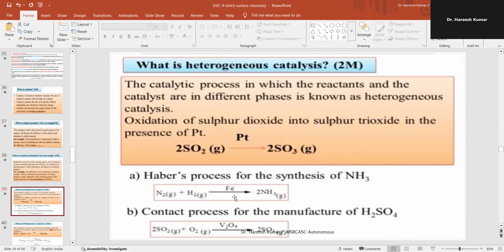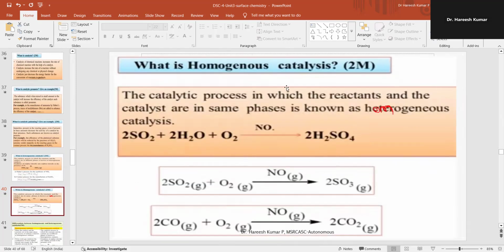Here, the iron catalyst is a solid one. Nitrogen and hydrogen are the gases, and the product is also a gas. Then the contact process for the manufacture of sulfuric acid. Sulfur dioxide, gaseous, reacts with oxygen, gaseous, in the presence of vanadium pentoxide. Vanadium pentoxide is a solid catalyst, and it gives rise to sulfur trioxide. So these are a few examples of heterogeneous catalysis.